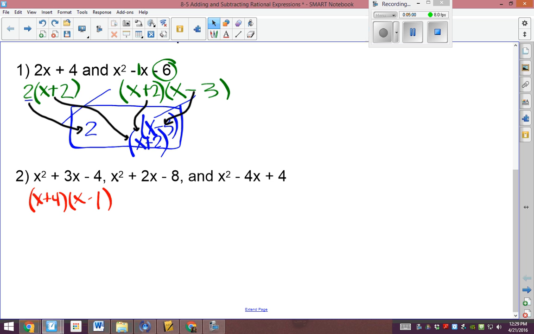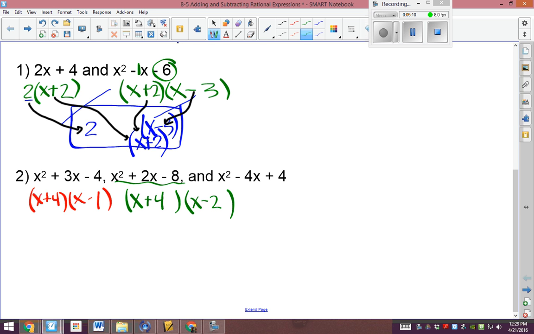I'll take the others. I got my writing all pretty close here. And 8 would be 4 and 2, x plus 4, x minus 2. Yeah, that makes sense. And then for the last one, factors of 4 that have to be negative: minus 2, minus 2. It is x minus 2, which you could write like this, but I will tell you for right now, you might want to write it twice just so you can see what we're going to do next, because you might need both of them.